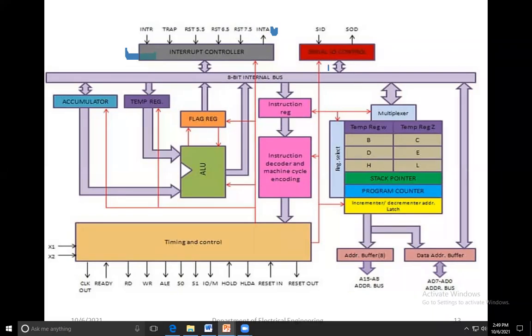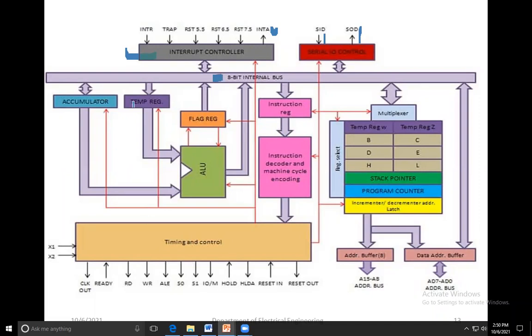Okay. Then this time I'm discussing serial input and serial output. See the arrow properly. Serial input is given to the serial controller, and serial output comes from the controller to the output. Remember these things. See, this is the 8-bit internal bus.